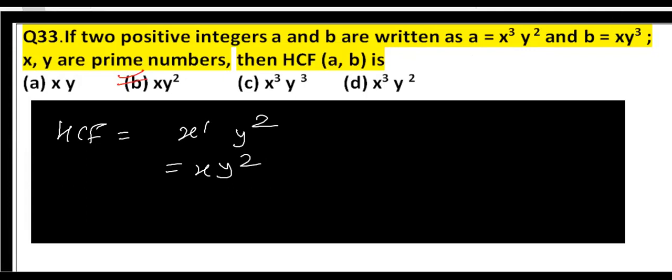देखिए यहाँ पे ये x power 3, x power 1, which is lowest? X power 1. Y power 2, y power 3, what is lowest? Y power 2. So what is HCF? x y square.